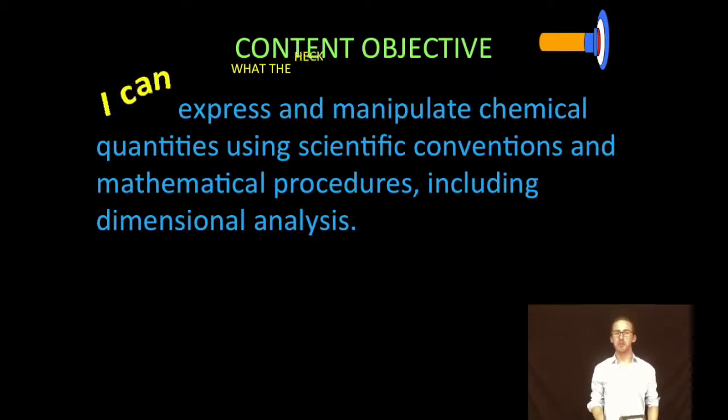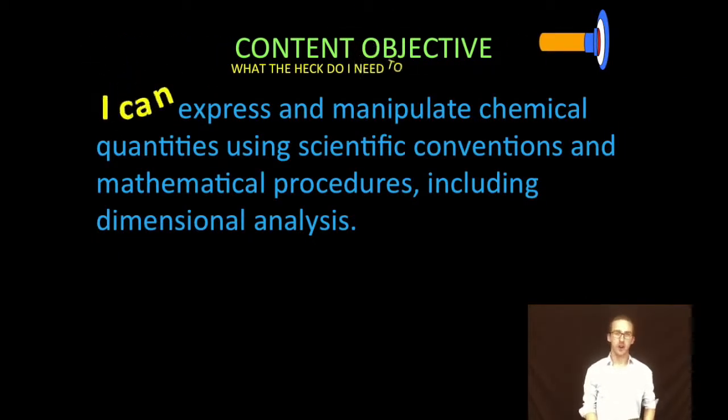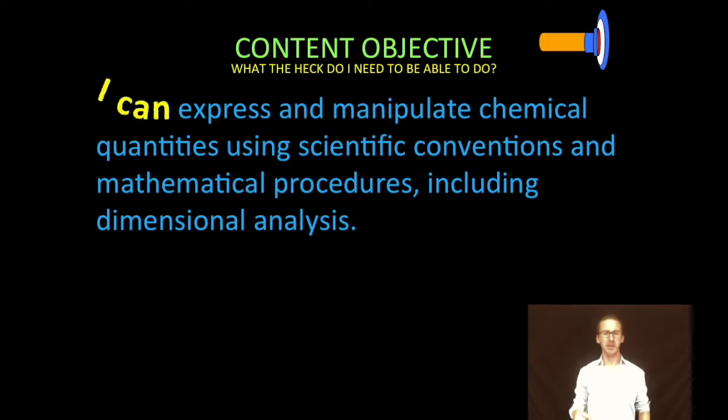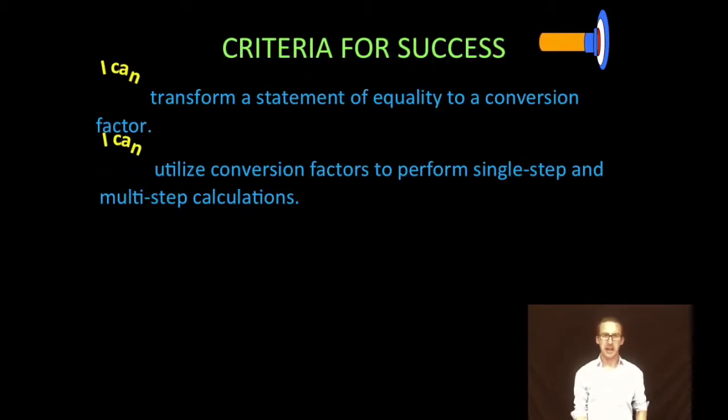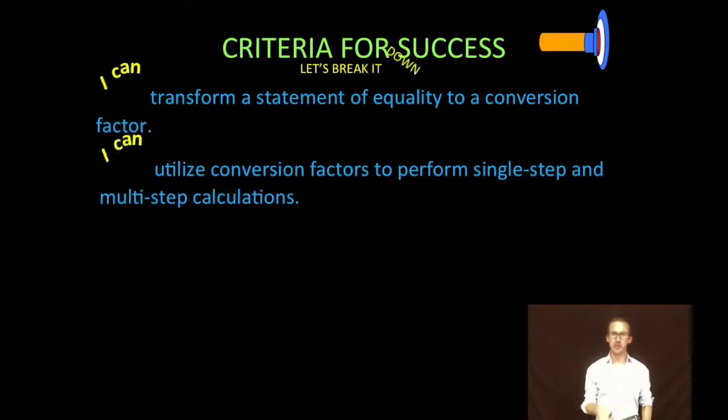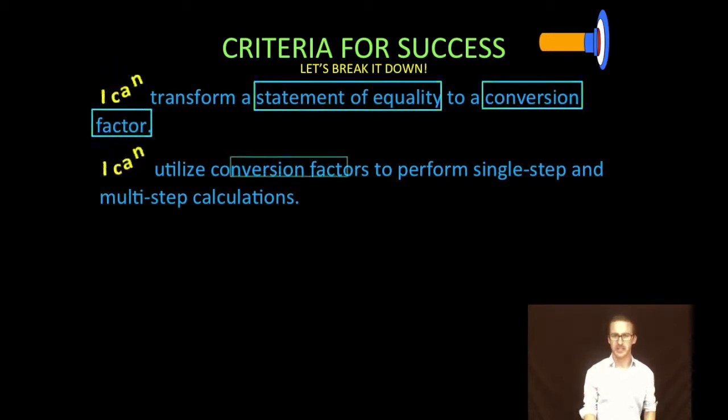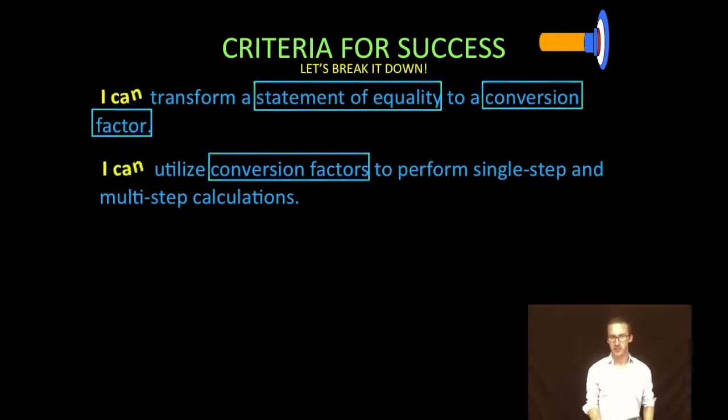It is Mr. Moylan, and today in this video we're going to express and manipulate chemical quantities using scientific conventions and mathematical procedures, including, and specifically in this video, dimensional analysis. Alright, we're going to break that down a little bit. First thing we're going to do is transform a statement of equality into a conversion factor. And then two, we're going to utilize conversion factors to perform single-step and multi-step calculations.